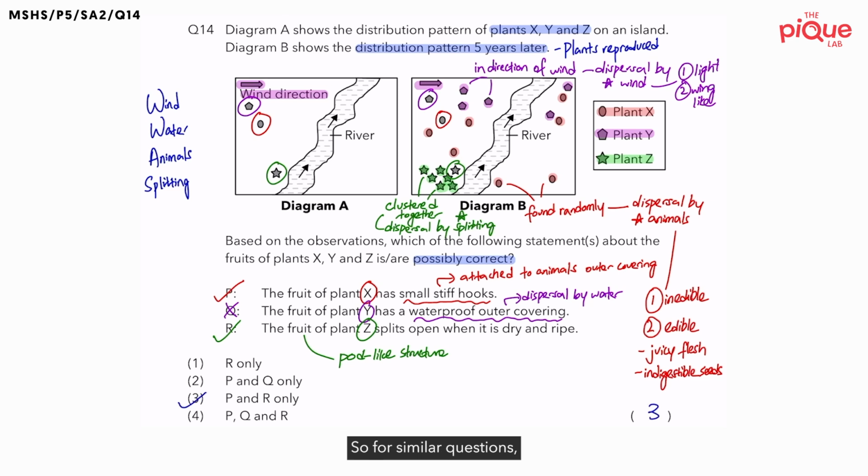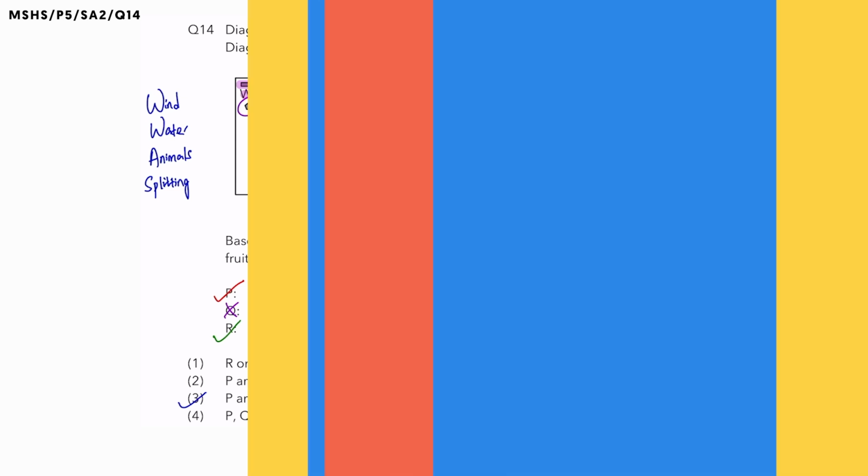So for similar questions, do remember the 4 seed dispersal methods, each of the dispersal patterns, and the characteristics of the fruits that are dispersed by that method, because it will help you answer such questions.